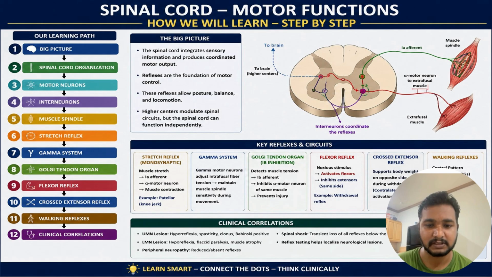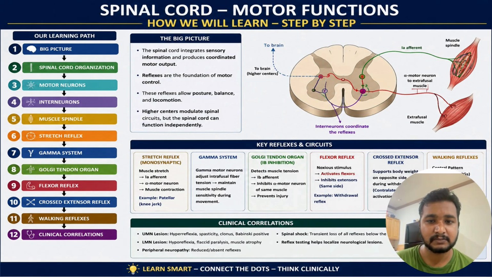Now take a look at today's learning roadmap. In this series, we'll learn everything step by step. We'll start with the big picture, then understand the organization of the spinal cord, followed by motor neurons, interneurons, muscle spindles, the gamma motor system, the Golgi tendon organ, and finally the important spinal reflexes, including the stretch reflex, flexor reflex, crossed extensor reflex, and walking reflexes. We'll finish by discussing the clinical importance of all these concepts.